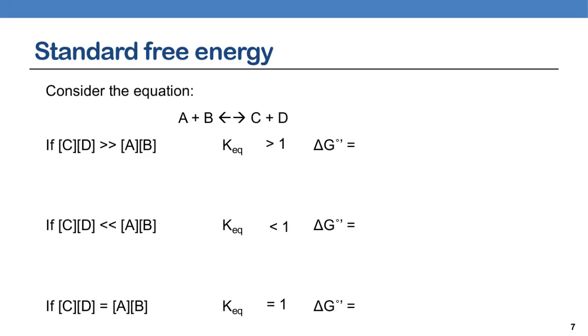All right, review. If we have a lot more products than substrates, our K equilibrium is going to be greater than 1. What does this tell us, or how is this going to convert to our standard free energy? Nice. Exergonic, negative, favorable, spontaneous, all the things, yes. So we're going to have a negative delta G, and this is going to be spontaneous. What about a K equilibrium less than 1?